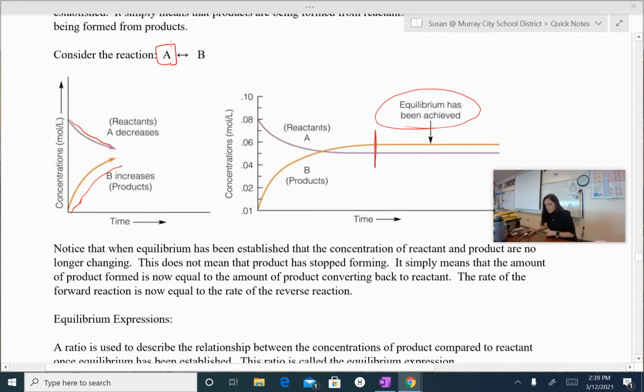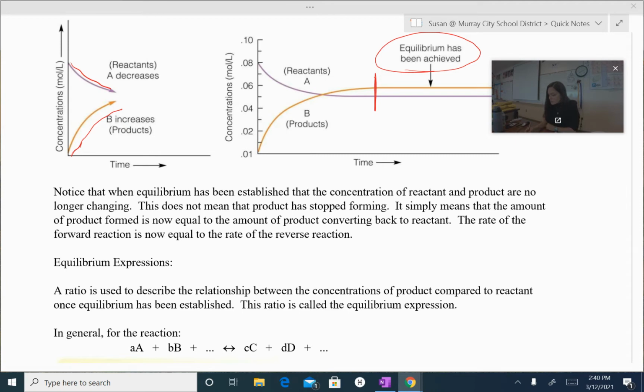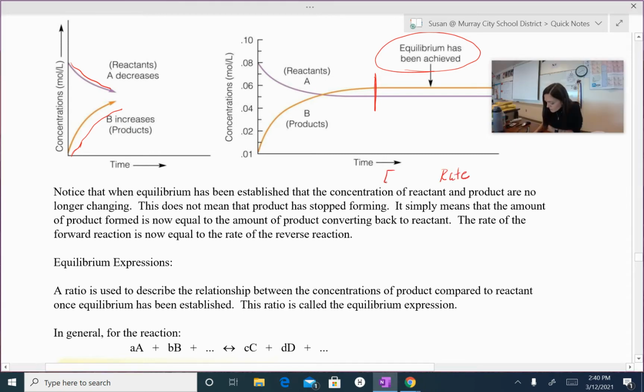So equilibrium means that the rate of the forward is equal to the rate of the reverse. So when we reach equilibrium, we have the rate of the forward reaction equal to the rate of the reverse reaction. That's what equilibrium means in a nutshell.